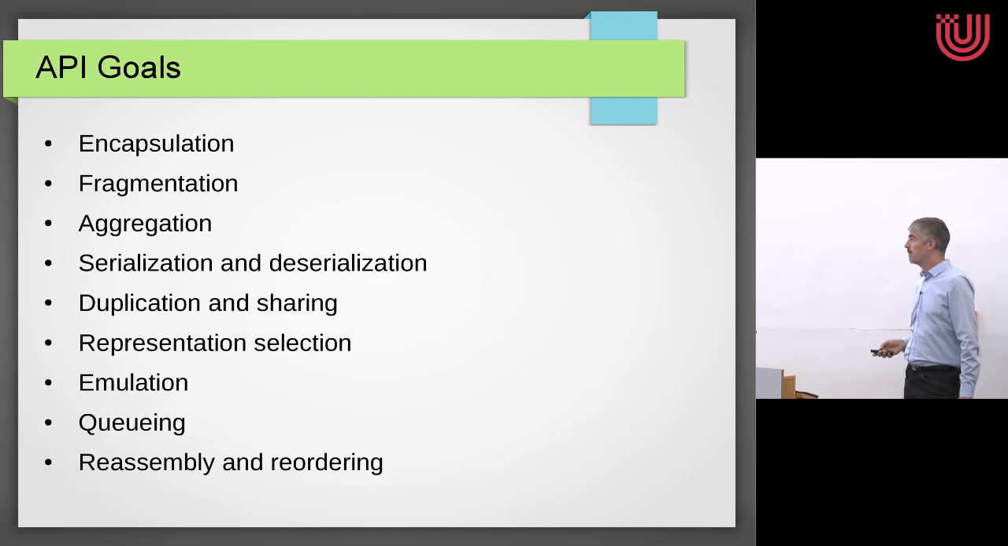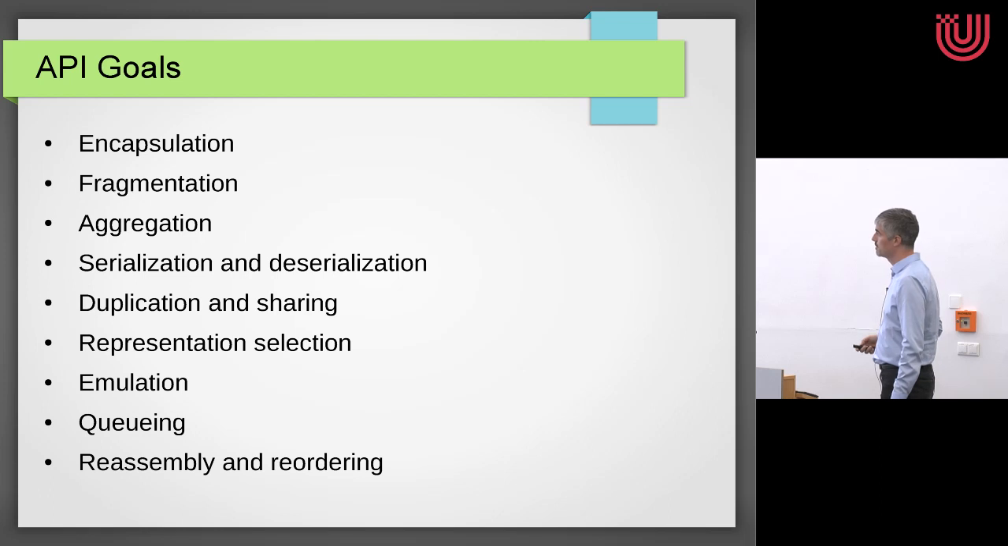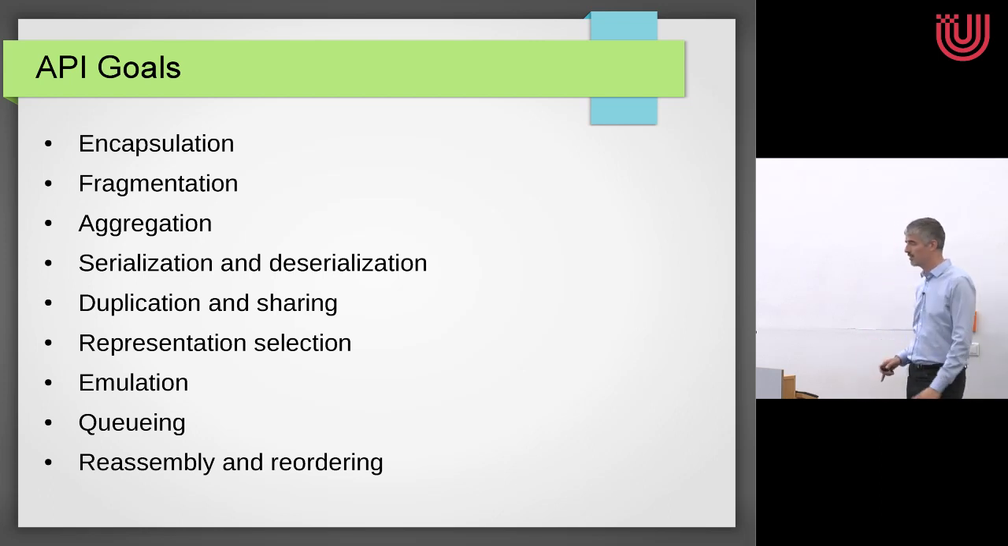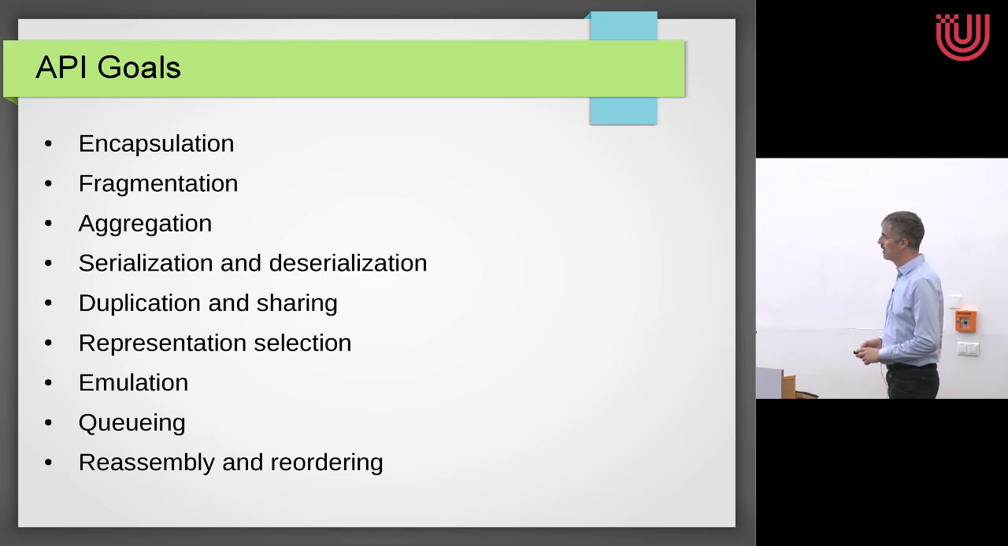So basically, the new API should support easily these features. I've already talked about encapsulation, fragmentation, aggregation. We want to be able to serialize and deserialize, of course, packets. You want to have memory efficient sharing. That's a very important point to be able to scale for large networks. And emulation support, and I've talked about this.